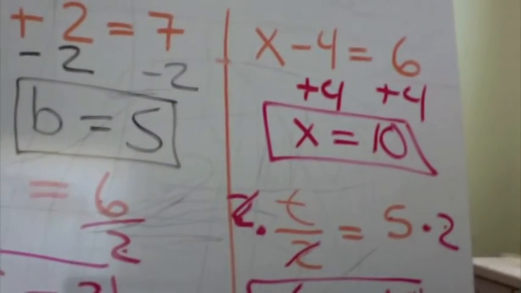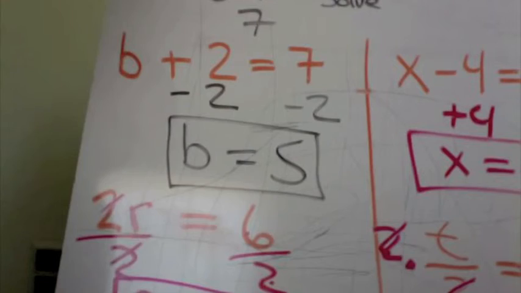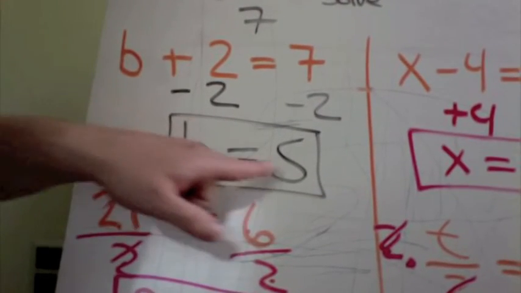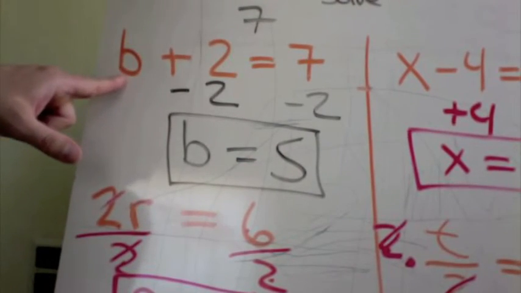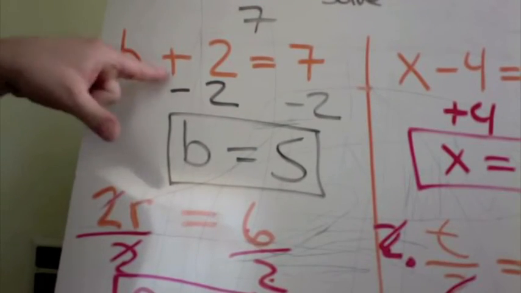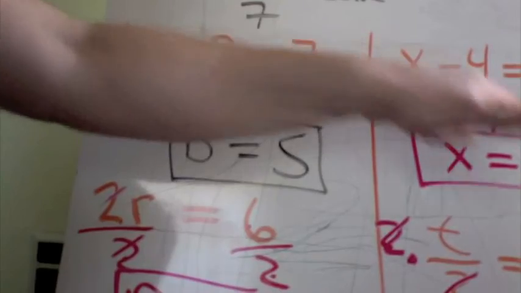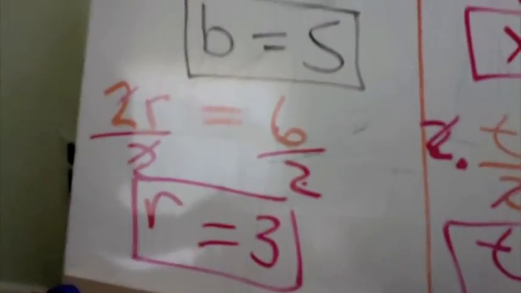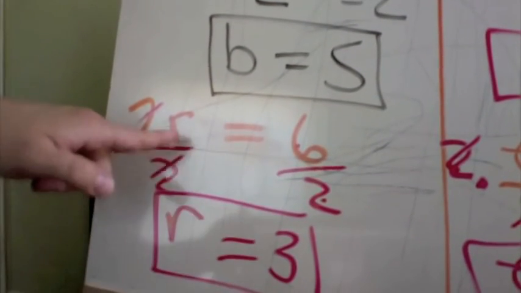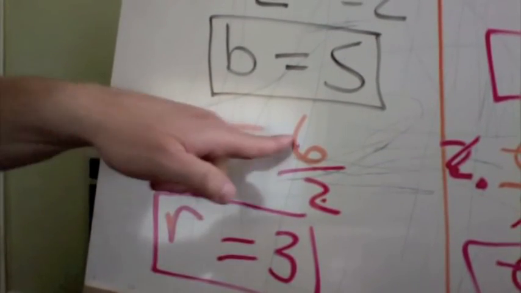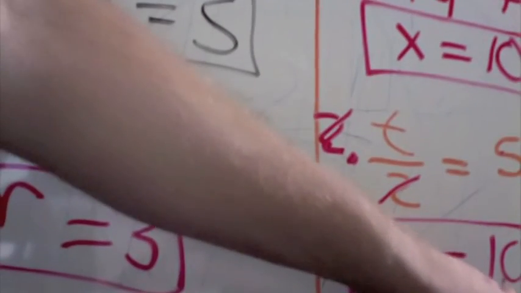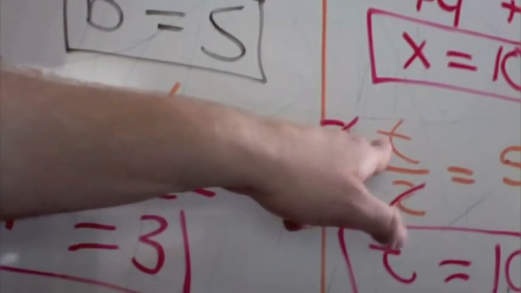Now, the great part about all of these problems is that we can always check our answers to make sure that they work. I could plug this number back in here. So 5, plug it in. What's 5 plus 2? 7. Plug the 10 in here. What's 10 minus 4? 6. It works. Oops, sorry, you didn't see that. And down here, plug this 3 back in for r. What's 2 times 3? 6. And down here I could check it. Plug 10 in for t. What's 10 divided by 2? It's 5.